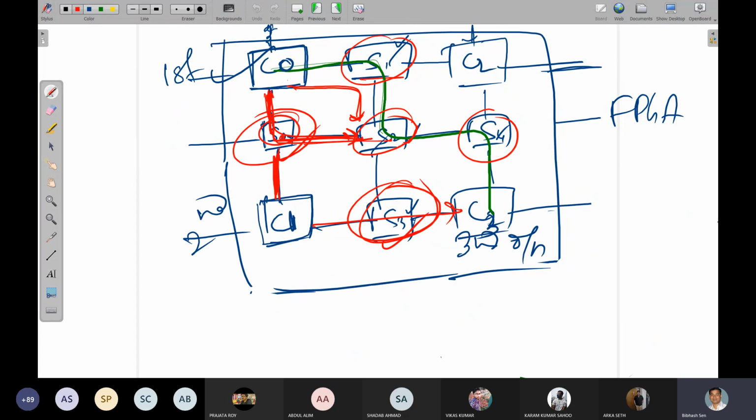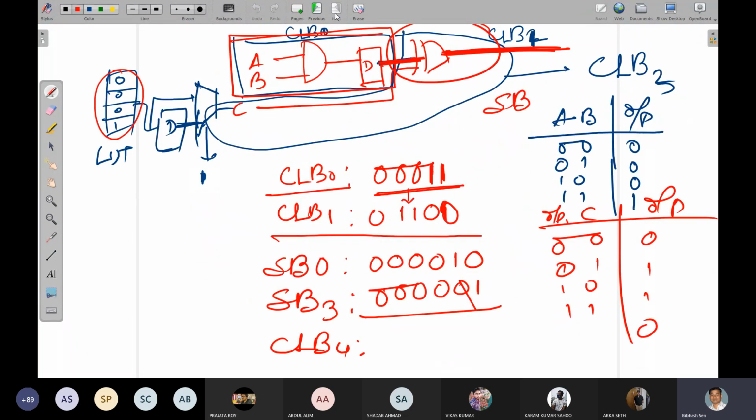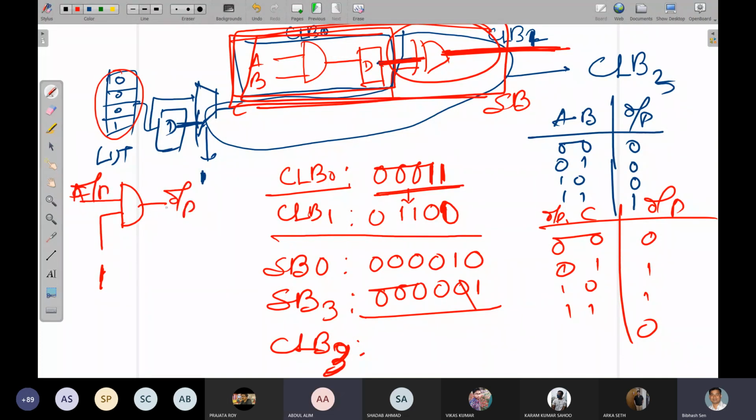Now CLB3. That means I am telling CLB3. From CLB3 I would like to get the output. Can you tell me the configuration of CLB3, because no logic is left? There will be an AND gate. If I implement this circuit with 1, what will the output be? What will be the output that will be given here?